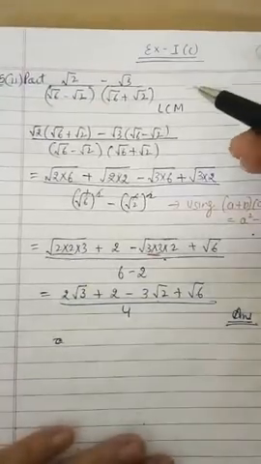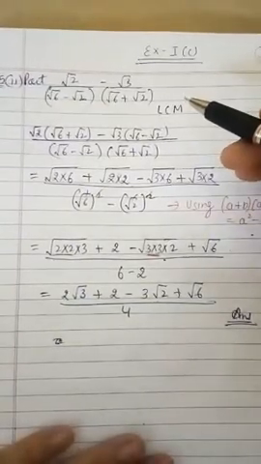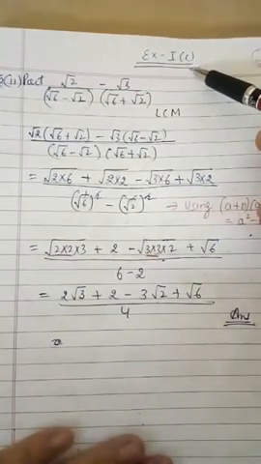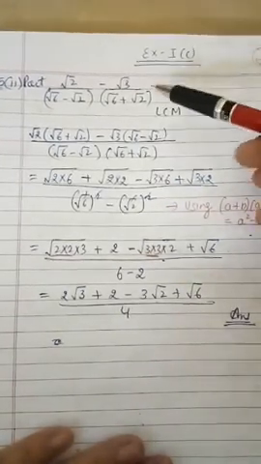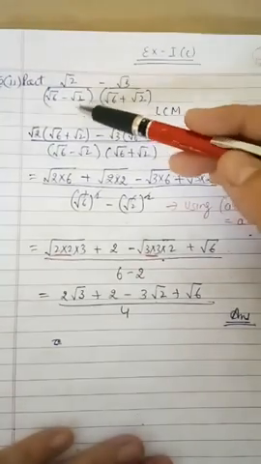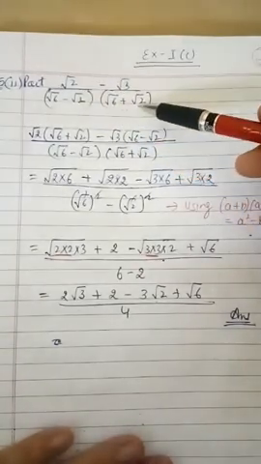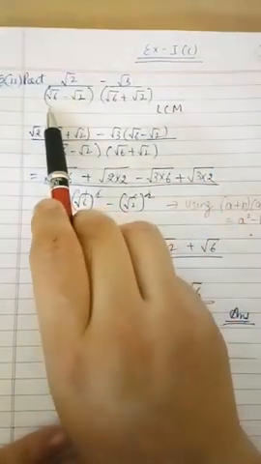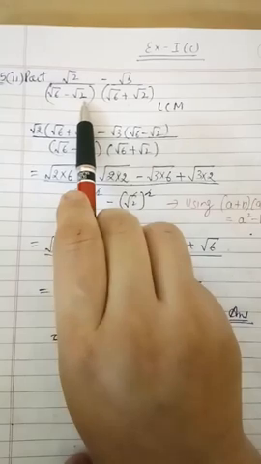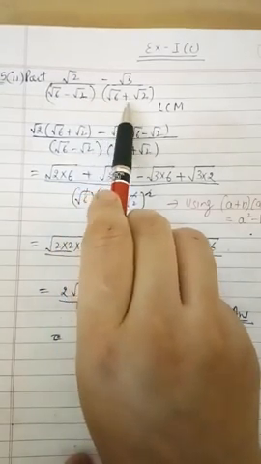Hello students, in this video we will discuss question number 5 of exercise 1C. So the fifth question is simplify. The first part is very simple, so I have selected the second part. Just see, this is the statement of the second question, and here we will see clearly the denominator is root 6 minus root 2, and here it is root 6 plus root 2.